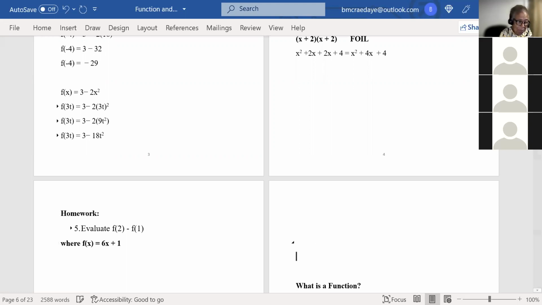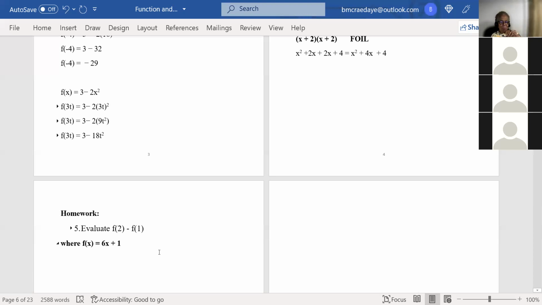I keep looking at it for a while now, and I was like, what the hell is this? I don't understand. Evaluate f of 2 minus f of 1, where f of x is 6x plus 1. So wherever you have an x, you're gonna put a 2. Then you're gonna also do f of 1, and then you're gonna get the difference.